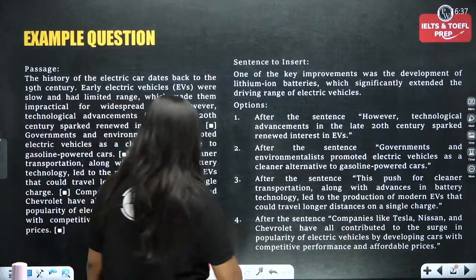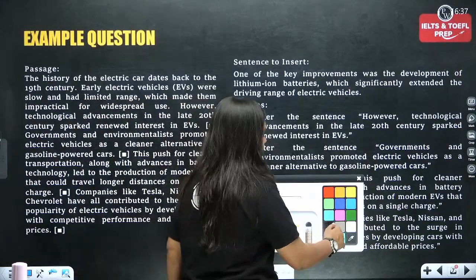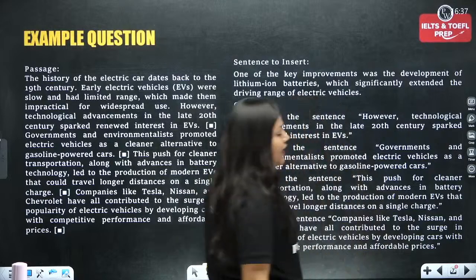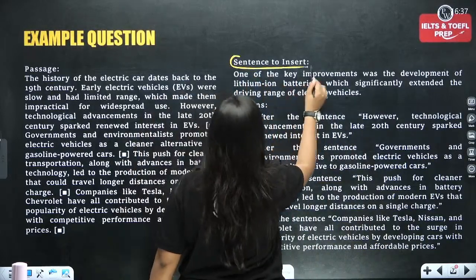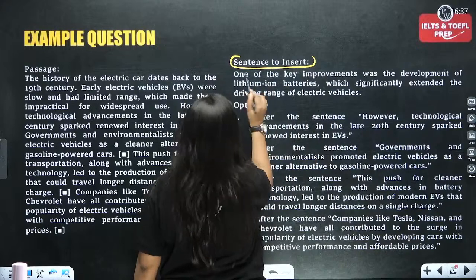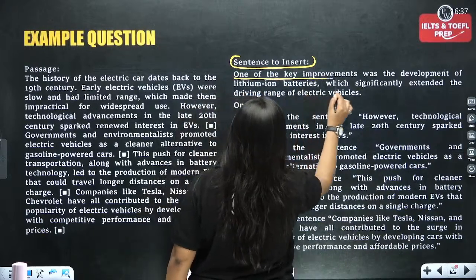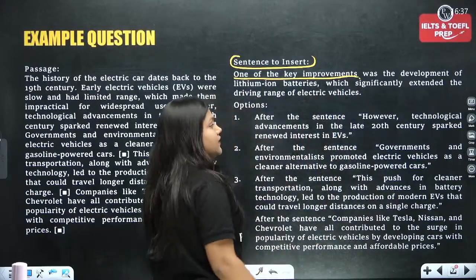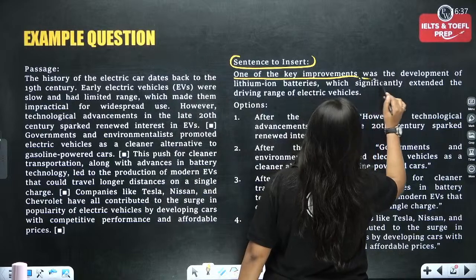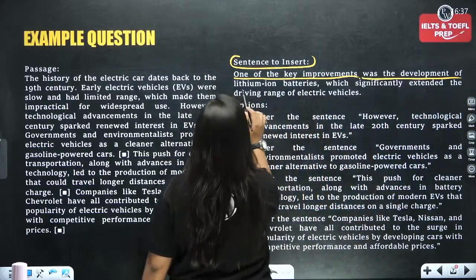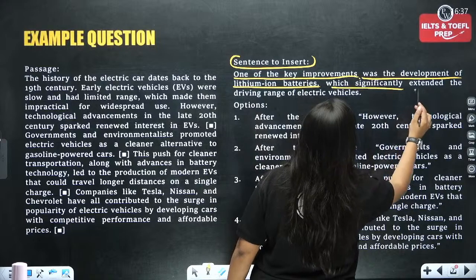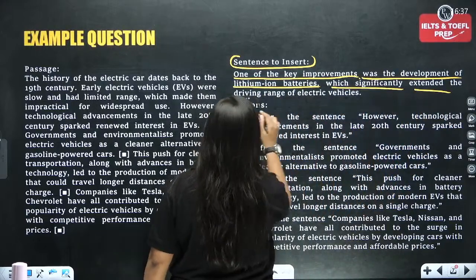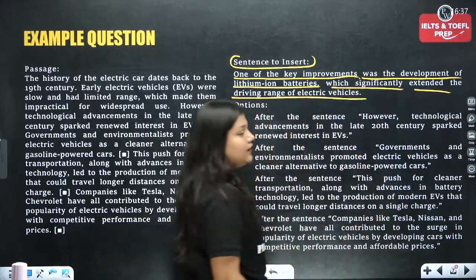First, I've already told you I'm going to be reading the question. So let's understand and read the question. Now, sentence to insert. This is the sentence: One of the key improvements was the development of lithium-ion batteries, which significantly extended the driving range of electric vehicles.